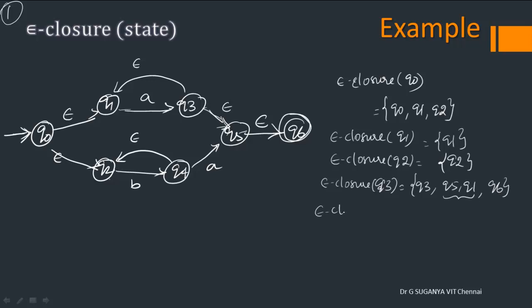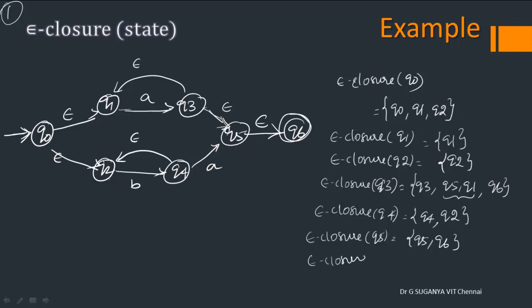Now the epsilon closure of Q4. Add Q4 first, then find out the transitions. There is only one epsilon outgoing edge, which is to Q2. That's all. Then the epsilon closure of Q5. Include Q5 first. There is only one outgoing edge, and that too on epsilon, which is to Q6. And finally Q6, it is just Q6. There is no outgoing edge.